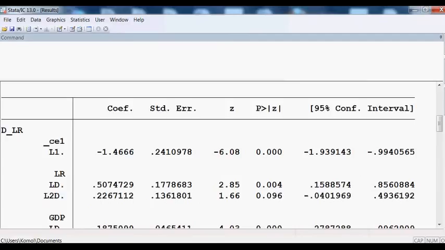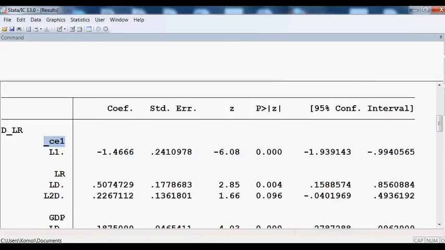Okay, first I talk about the coefficient, standard error, and Z value. Okay, what is this one? Co-integrating equation 1. And last time we had one co-integrating equation.